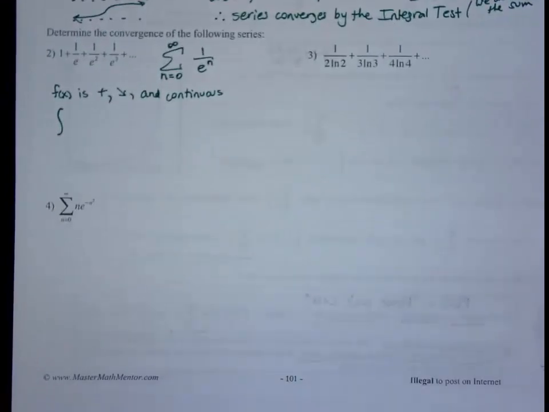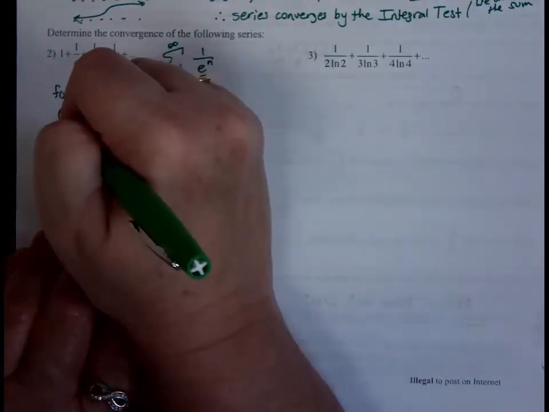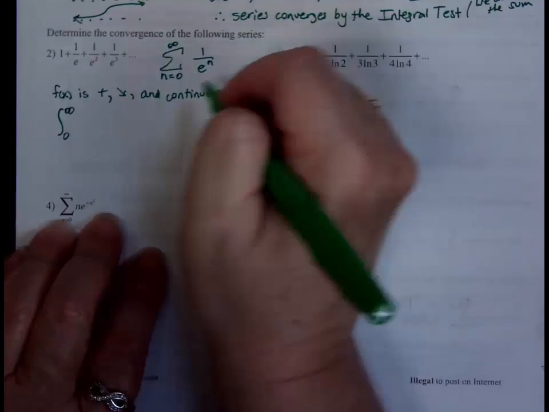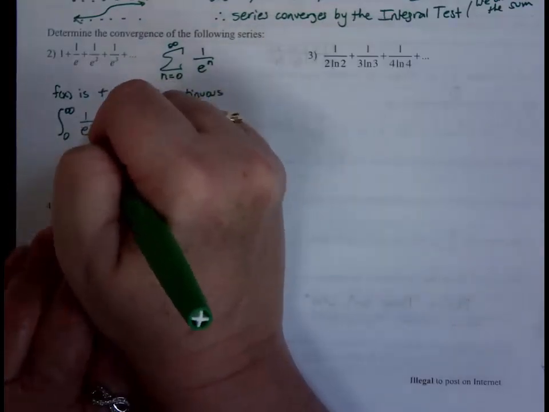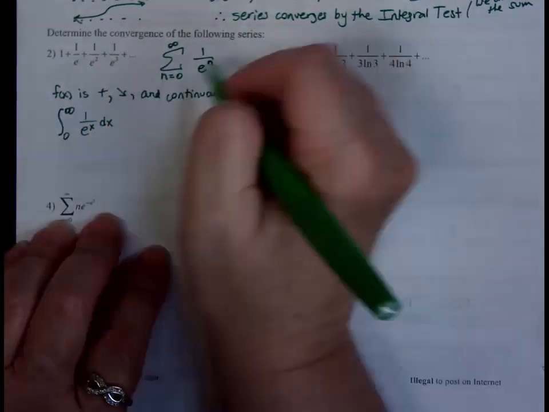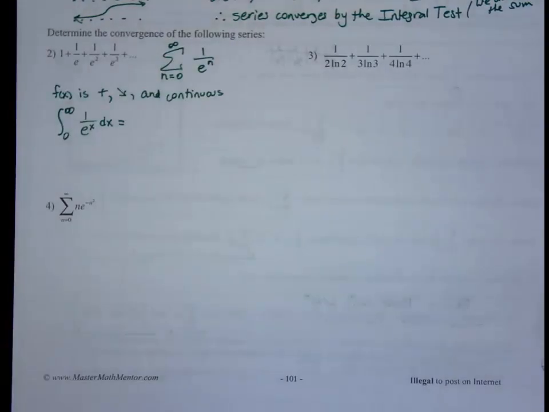What are my limits of integration? 0 to infinity, exactly what's on the series. So this is the integral of 1 over e to the x dx. All right. Now, how do we integrate this? Is the top the derivative of the bottom? No. How do we usually integrate e's?